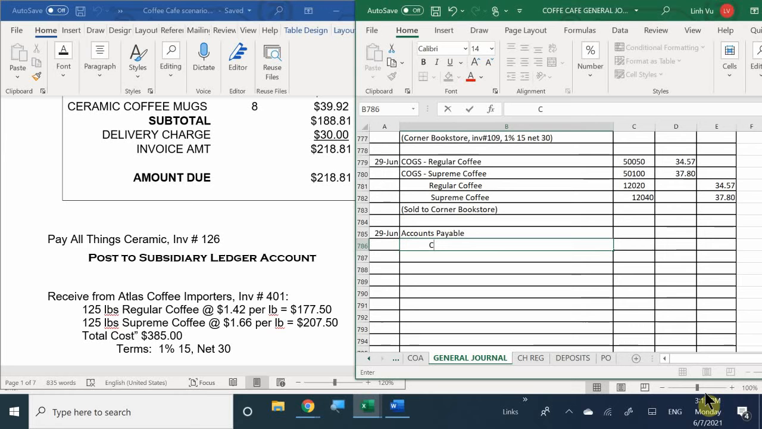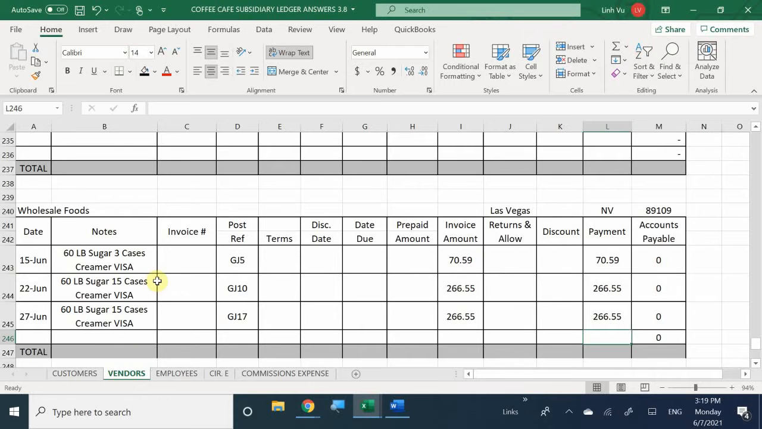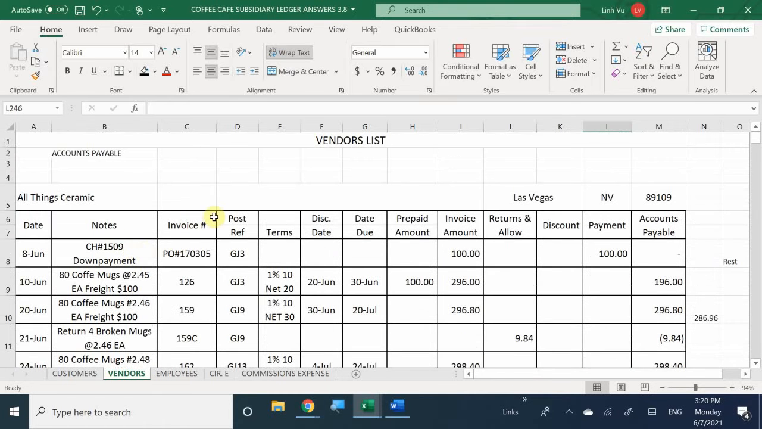Would it be for 296? Or would it be 196 since they made a payment? Okay, so where did you find that information? I'm looking in the subsidiary ledger. Perfect. All Things Ceramics. Good. So, All Things Ceramics, let's take a look. And I'm looking at invoice 126. Okay, invoice 126, All Things Ceramics. So let's take a look. 126. Anything additional to 126?